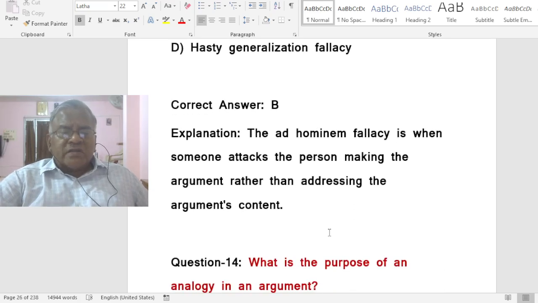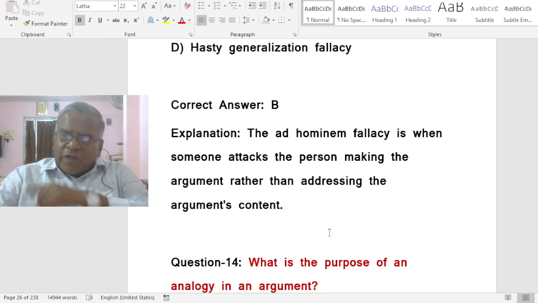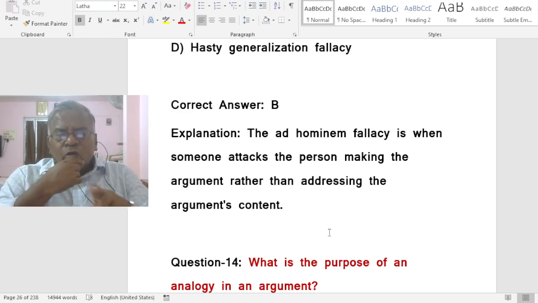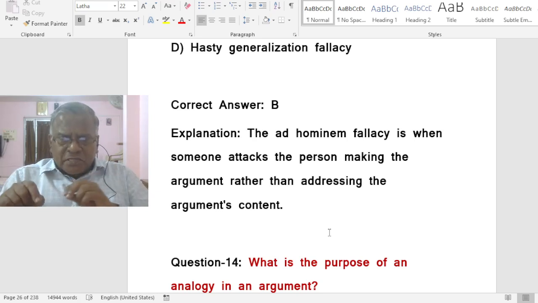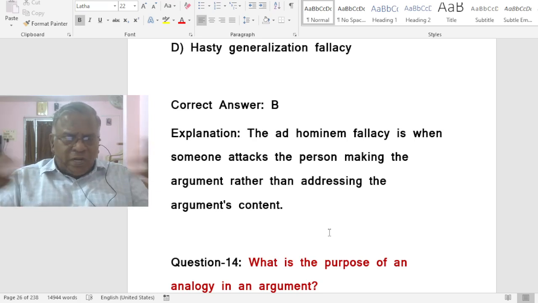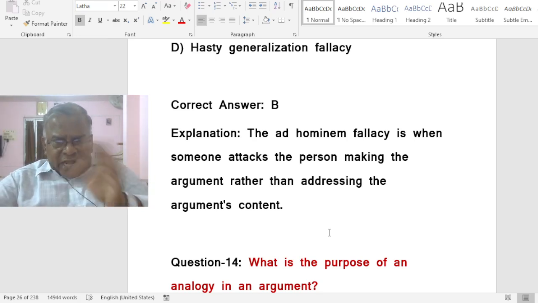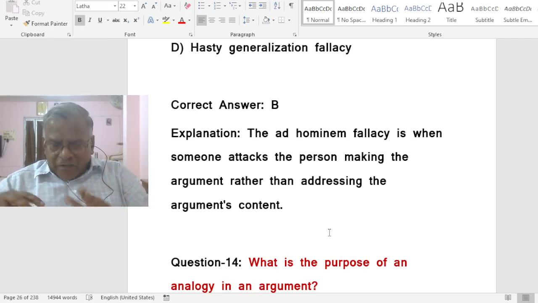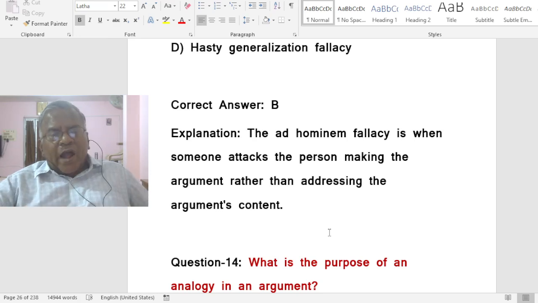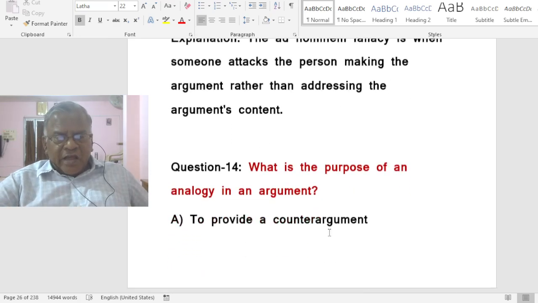The ad hominem fallacy is when someone attacks the person making the argument rather than addressing the argument's content. Somebody is arguing with some point. This fellow is forgetting that point, simply is fighting with the person. That is the idea. The ad hominem fallacy is when someone attacks the person with some scoldings or anything, rather than addressing the argument's content. I hope you understood this. So he just diverts his attention from the main point. He is fighting with the person himself. This is called ad hominem fallacy. I hope you understood this.